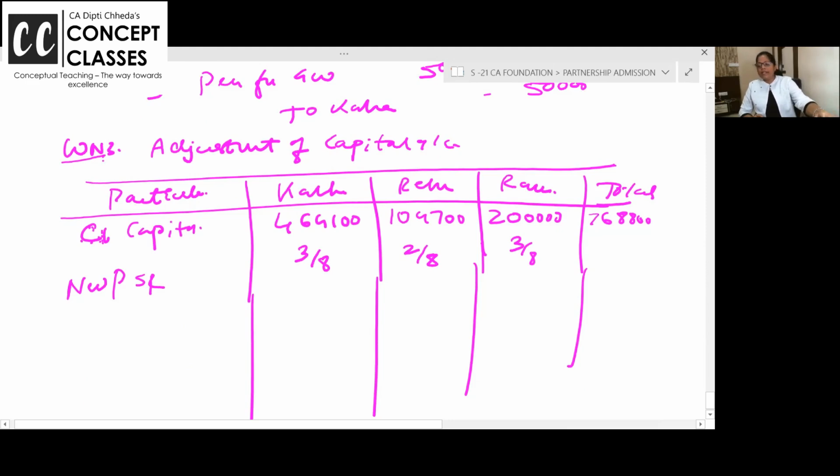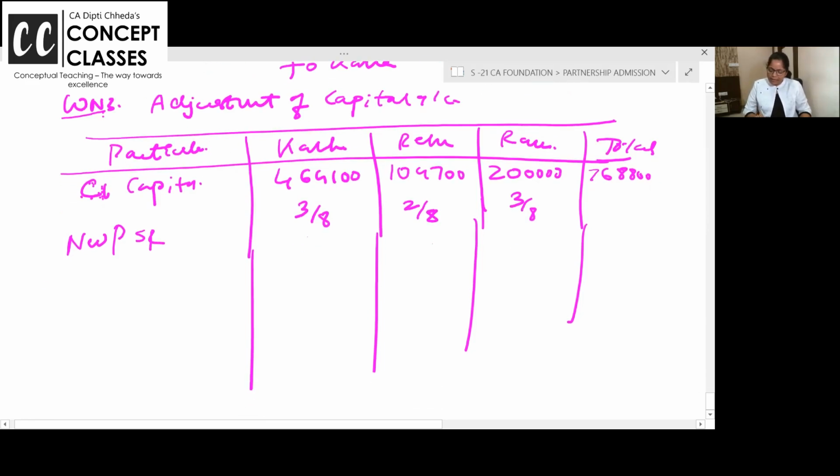So now you can take total capital as base. Here incoming partner's capital they have taken as base. This problem is not clear, but generally in the exam they give the language very clearly, to take Ram's capital as base or Rahman's capital as base for bringing all the capitals in. Is what you are doing clear or not? Closing capital you want it to be in profit sharing ratio 3:2:3. Now what to do?